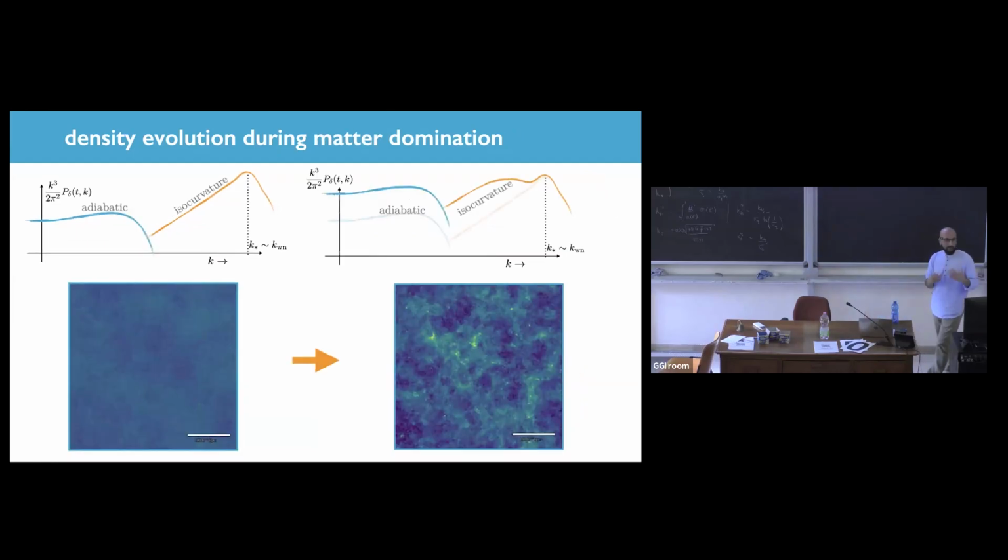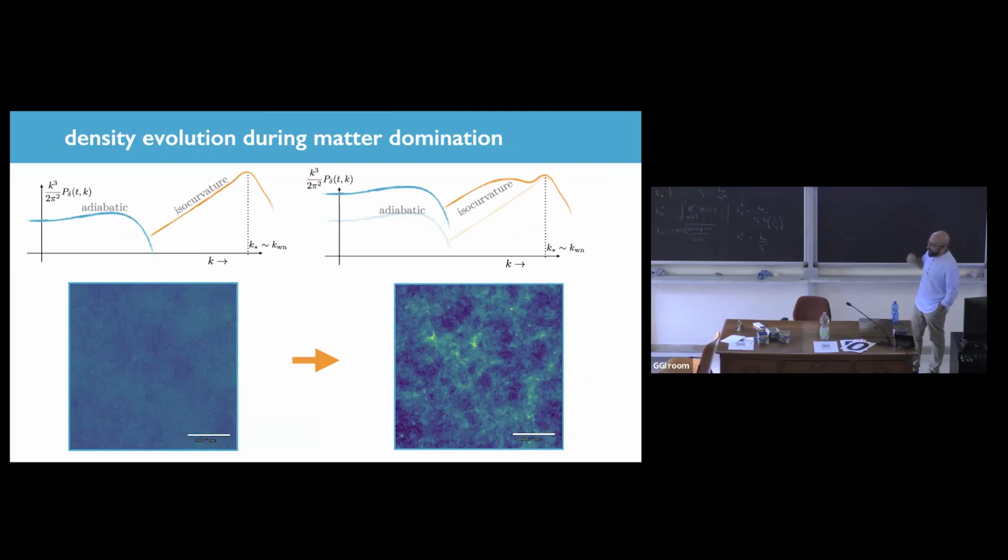Now, this was during radiation domination. Now let's get to matter domination. Both of these parts, the adiabatic part and the isocurvature part, behave the same essentially, right? Both can grow. They just grow during matter domination. So you notice on top, I've just seen the curves go up. And this roughly goes as scale factor squared, the usual matter dominated growth.